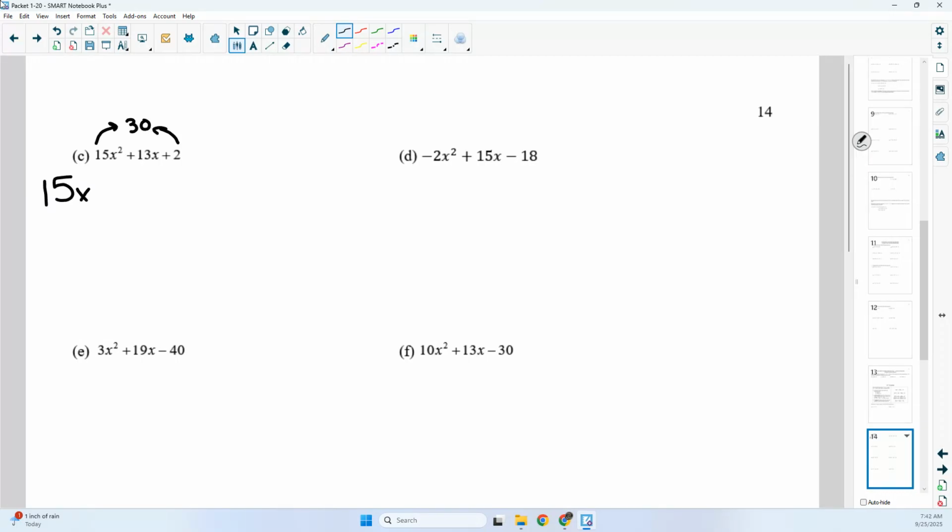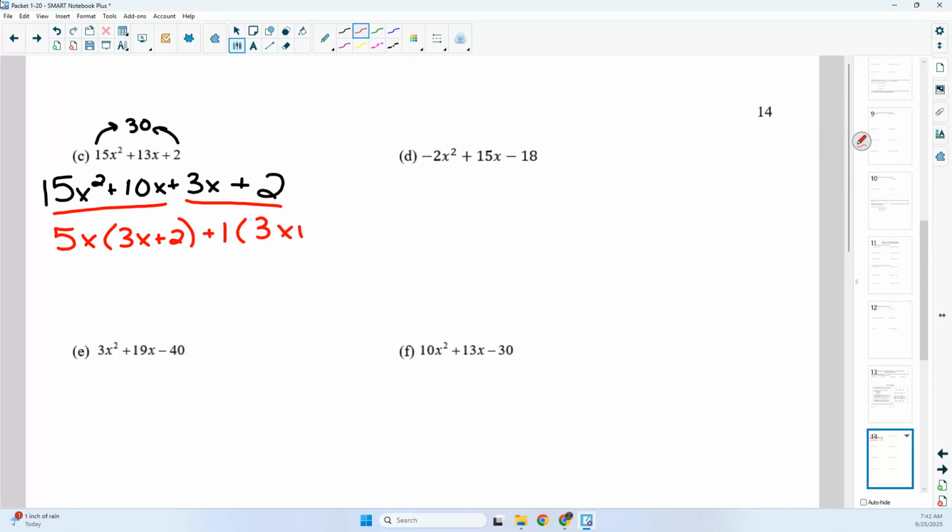So factors of 30 that add up to 13 would be 10 and 3. And now we have our 4 terms. So we take out a 5x here, and just a 1 here. And then this one is fully factored.